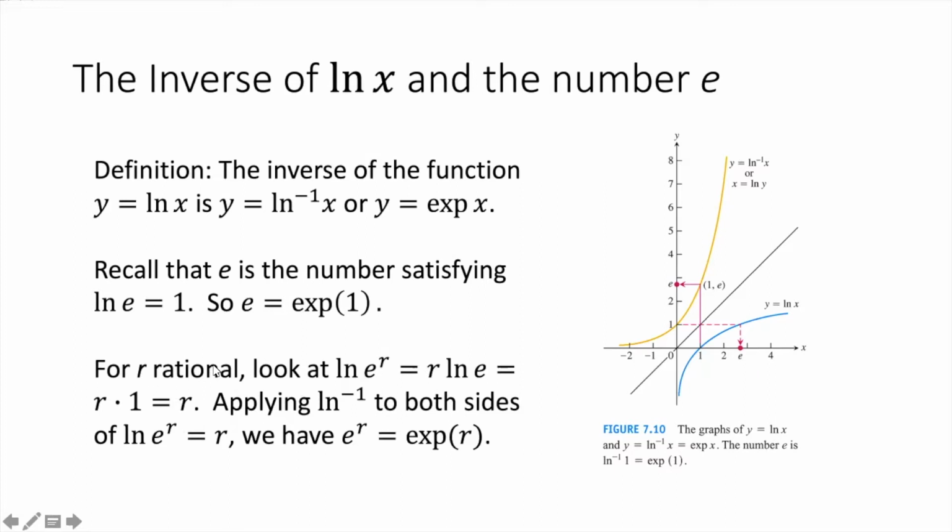For r rational, it turns out this is true for all real numbers r, but if I had to prove it to you at this point, I would only be able to prove it for rational values of r. Look at the natural log of e to the r, which by my favorite power property of logarithms becomes r times natural log e, which is equal to r. So if you apply inverse natural log to both sides of this equation, you get e to the r equals exp of r. So this is what I was referencing a minute ago.